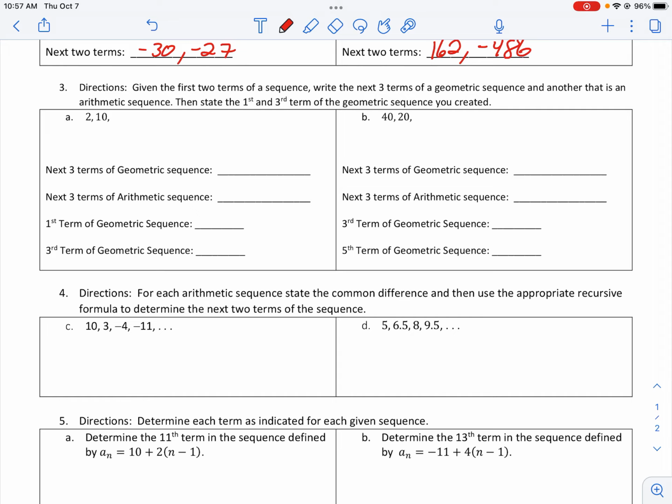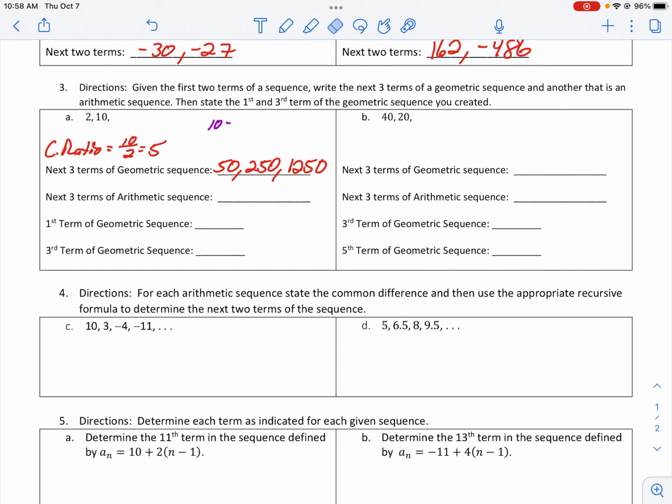Number 3, go ahead and take 2 and 10 and make it geometric and then make it arithmetic. So if it's going to be geometric, then I have to have a common ratio, which is calculated by second term divided by first term. And that means we're going to multiply by 5. So 2 times 5 is 10. 10 times 5 is 50. 50 times 5 is 250. And 250 times 5 gives me 1,250.